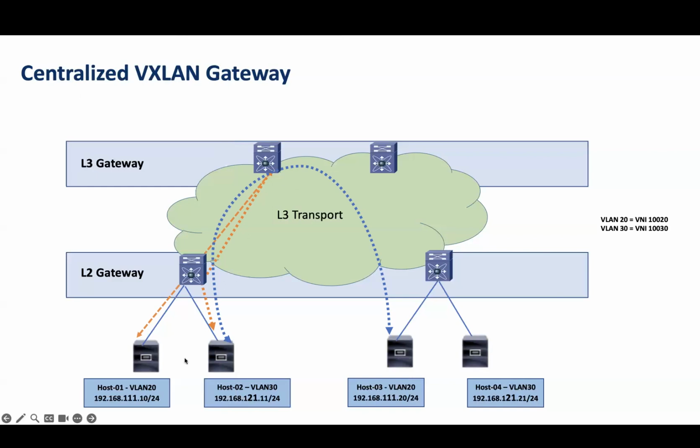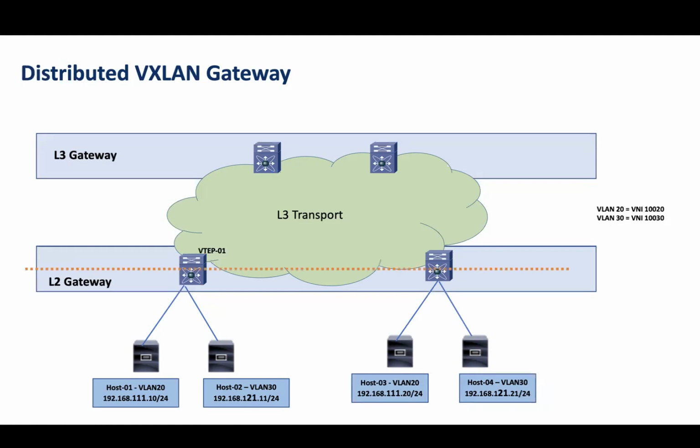Overall, inter-subnet communication between two hosts connected on the same VTEP or same leaf will happen via layer 3 gateway, which is not optimal. Correct? Time to start with distributed Vxlan gateway deployment.